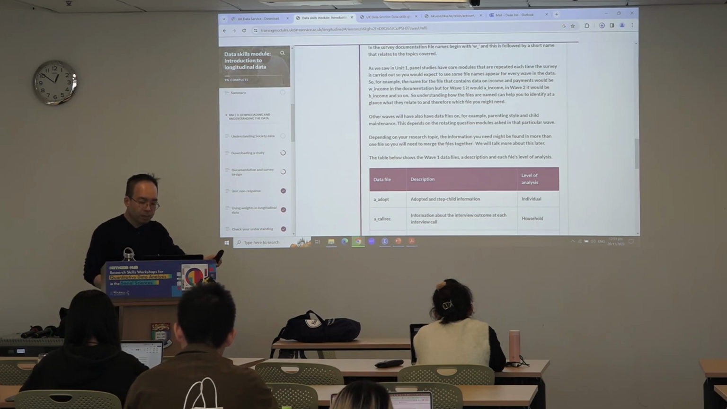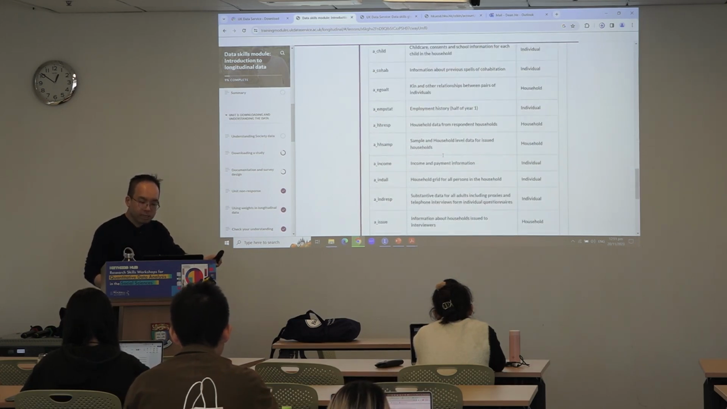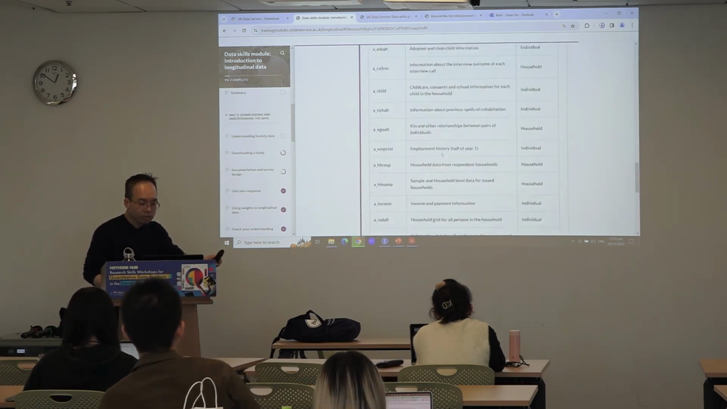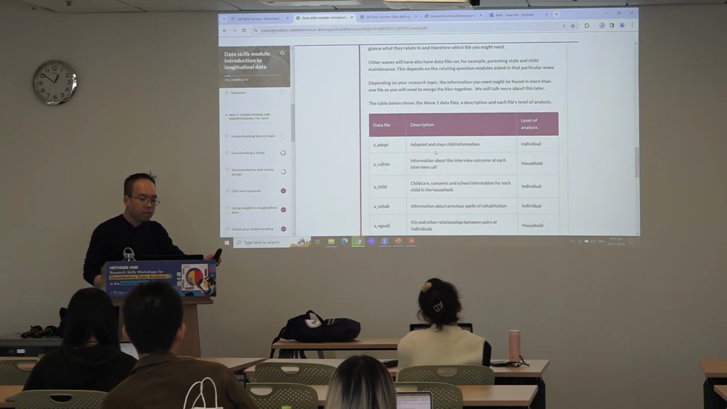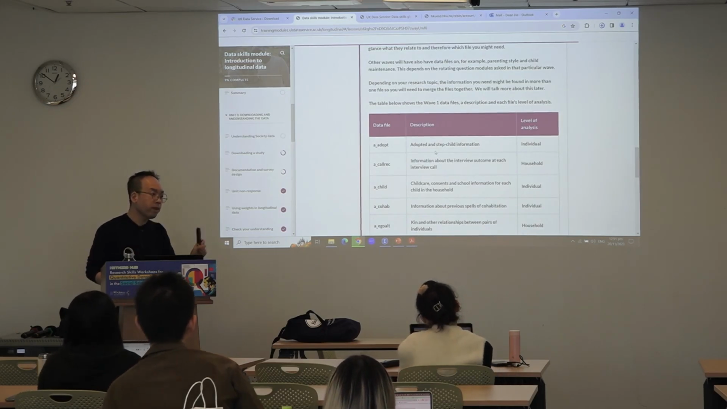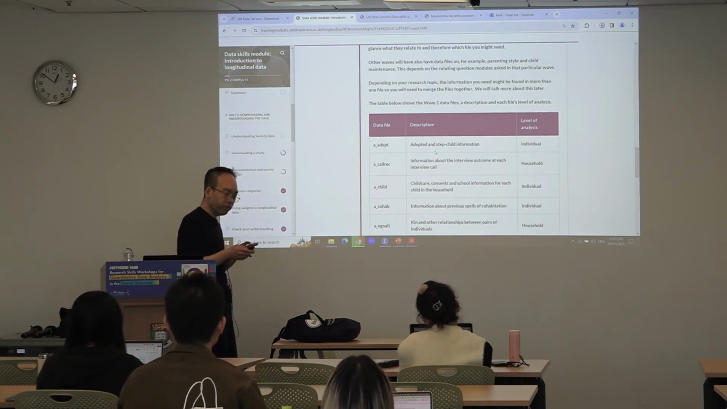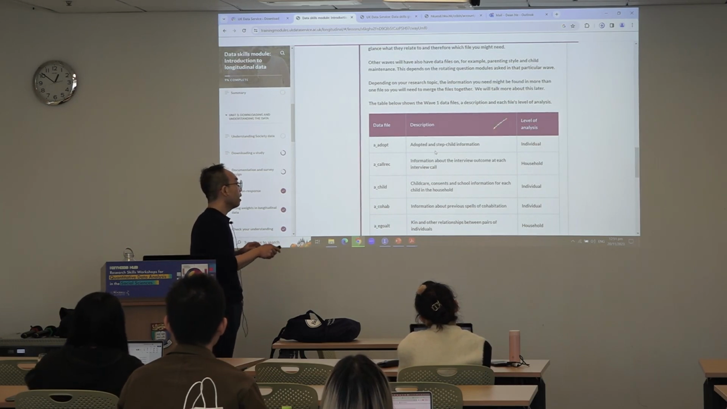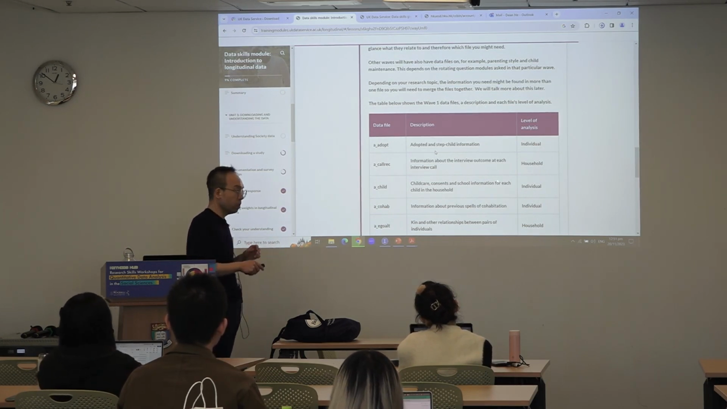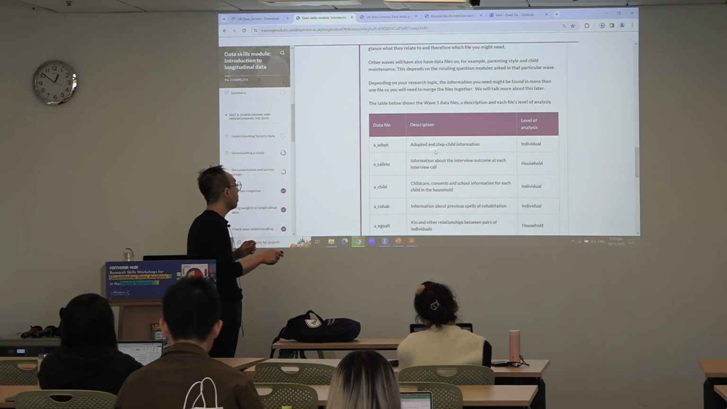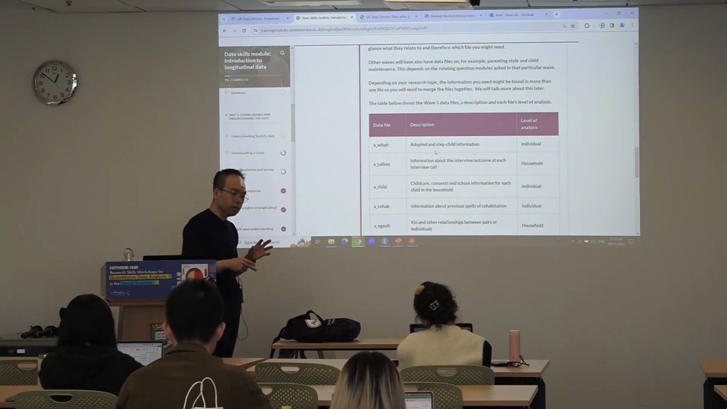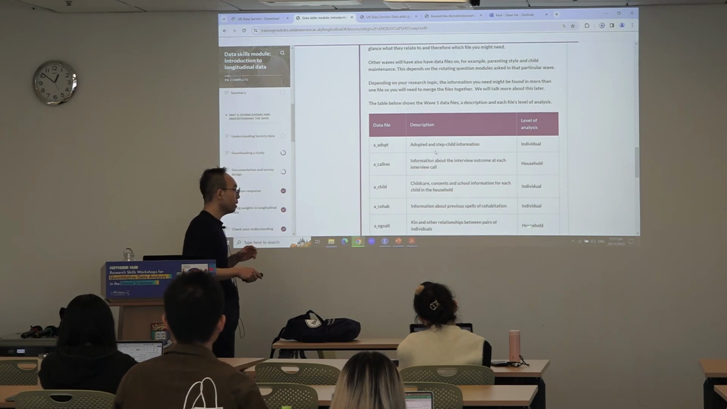All right. So this table, not short but also not terribly long, is showing you, in wave 1, the first wave of the survey, what each file's level of analysis is all about. Each one of these data files, what is it? And then the level of analysis: is it on an individual level or on a household level?